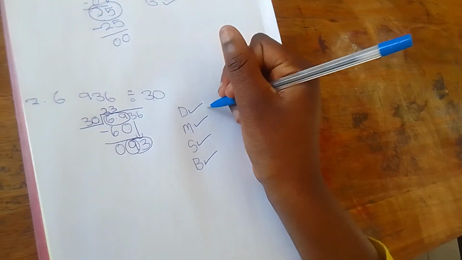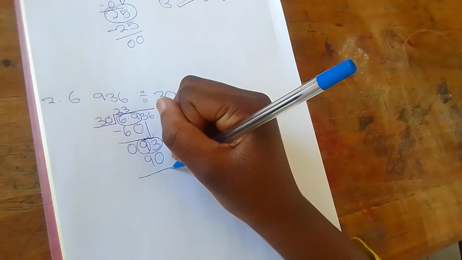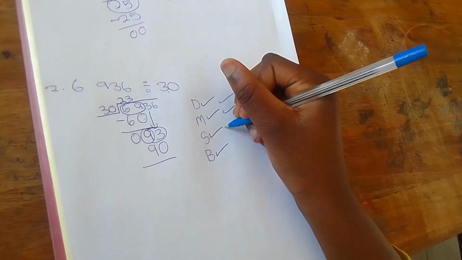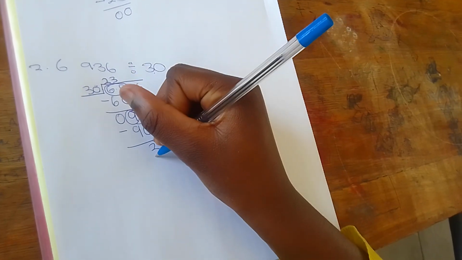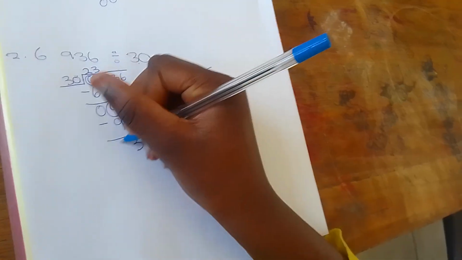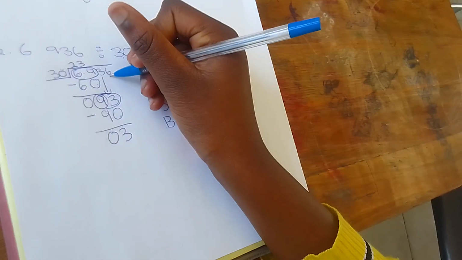So 3 times 30 is 90. We're done with that. Now we have to do subtraction. 3 minus 0 is 3. And 9 minus 9 is 0. We're done with that. And now we have to bring down this 6 over here.